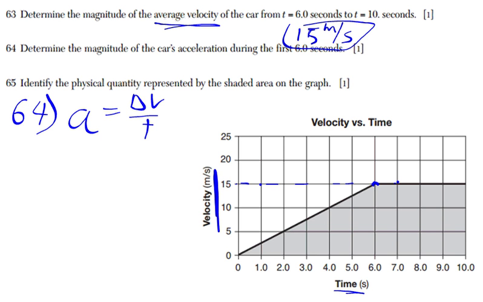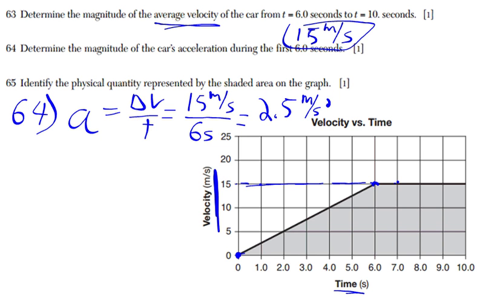During this first 6 seconds, it goes from 0 to 15 meters per second. So what's the change in velocity? 15 meters per second. What's the time it takes from 0 to 6 seconds? 6 seconds. 15 over 6 gives you a value of 2.5 meters per second squared.